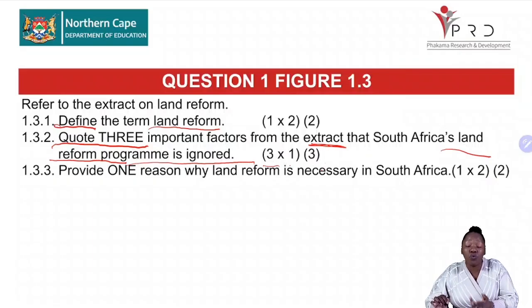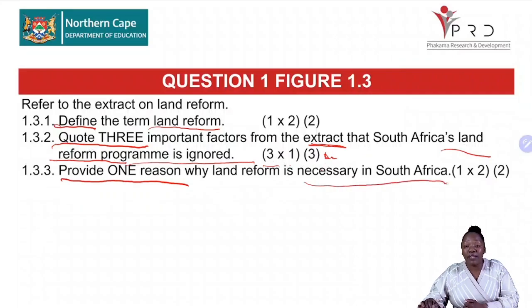If you only write 2, again, you will get 2 marks and you are losing 1 mark. With such questions, because you need to get it from the extract, you must make sure that you collect all the answers. Then 1.3.3, you provide one reason why land reform is necessary in South Africa. That one answer will give you 2 marks because it says 1 times 2.